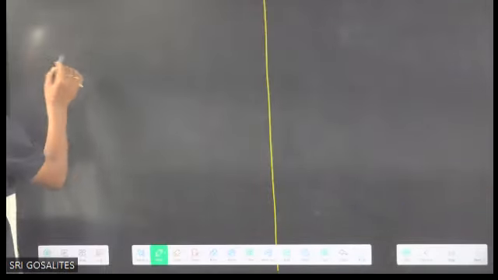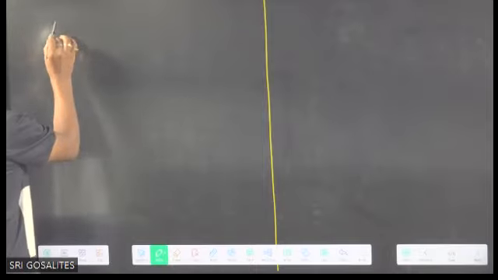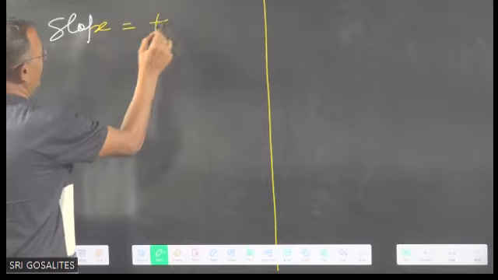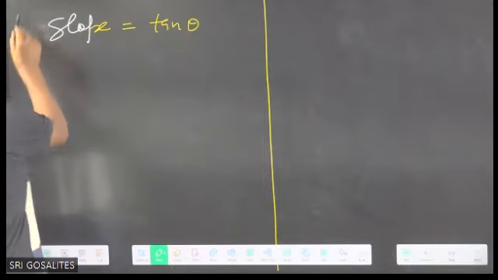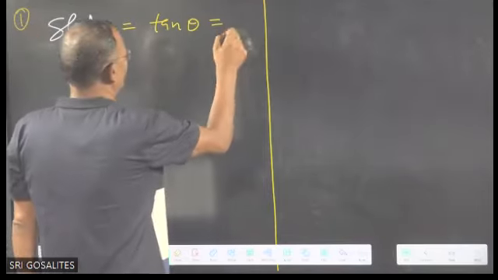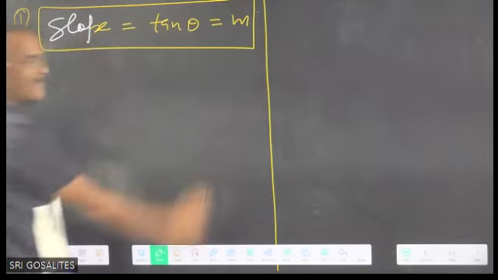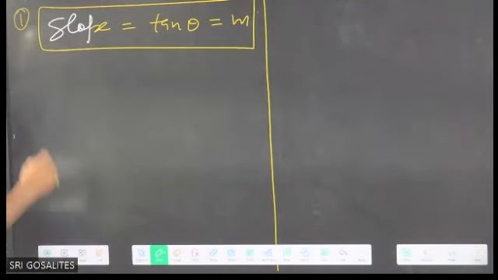So we defined slope for a line. Slope is actually tan theta. Write it first, the formula. And this is also known as m. Right? See the example.